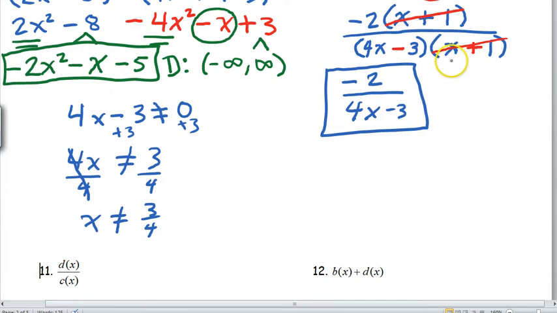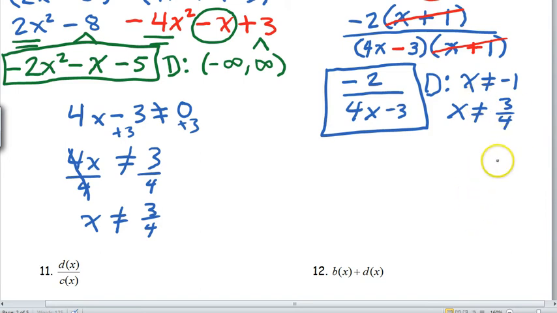Well, what? Negative 1. So when we say our domain, we have to say 2 restrictions. X cannot equal negative 1 because of the x plus 1. Even though it got canceled out, it still counts as a restriction. And the one that didn't get canceled out: X cannot equal 3/4. We need both of those restrictions for our domain.